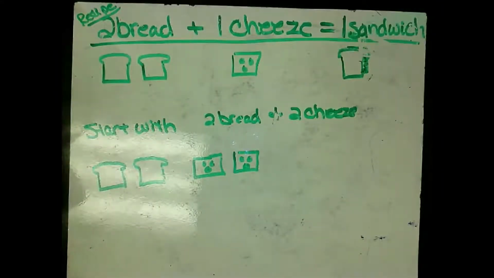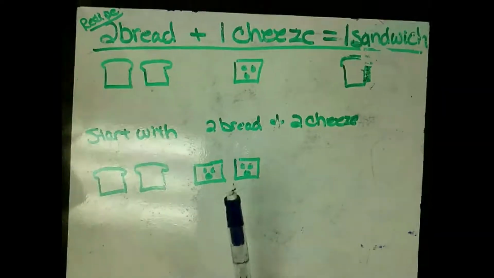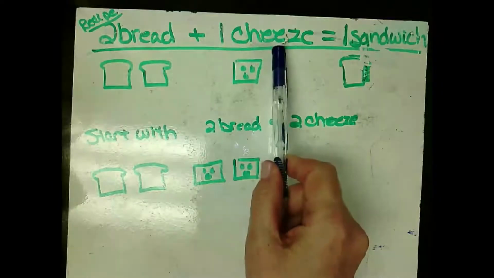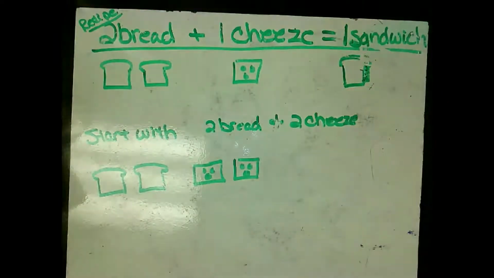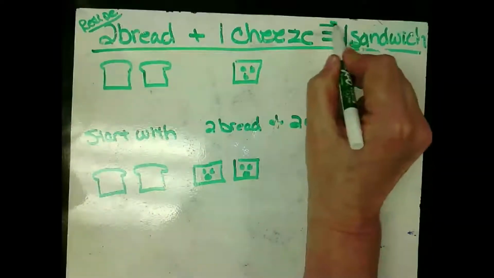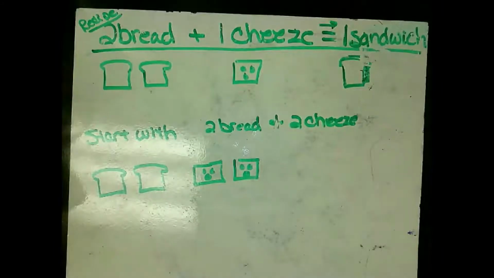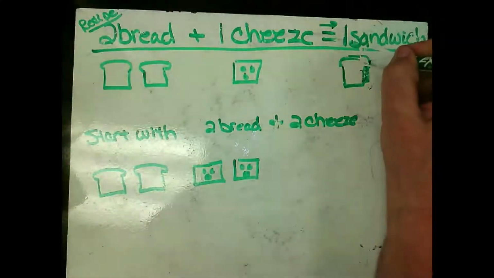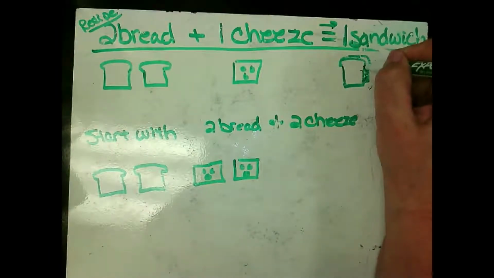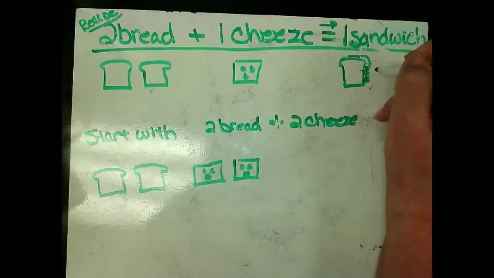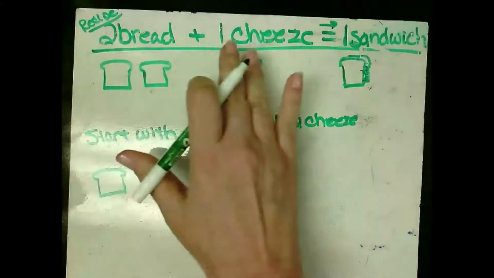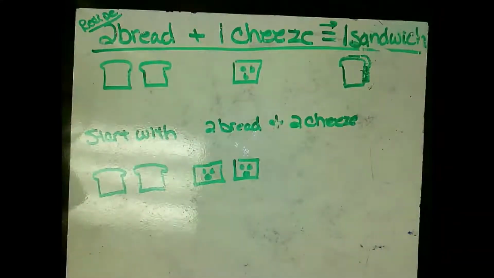So here's our recipe or our balanced equation, and we're just going to make a cheese sandwich. So we need 2 pieces of bread and 1 piece of cheese, and that equals or yields 1 sandwich. Okay, so here's my 2 pieces of bread, here's my piece of cheese, and here, because I'm not a great artist, is my sandwich, and that's the cheese in between. Okay, so this is my perfect recipe. If I have 2 pieces of bread and 1 piece of cheese, I make 1 sandwich.